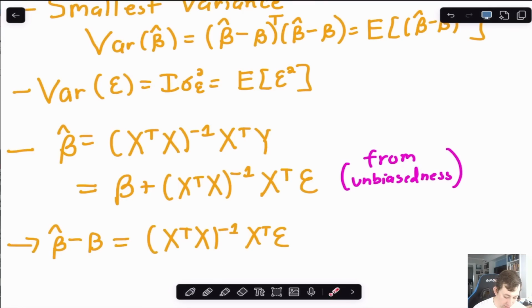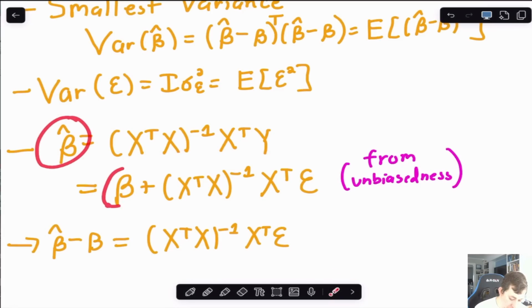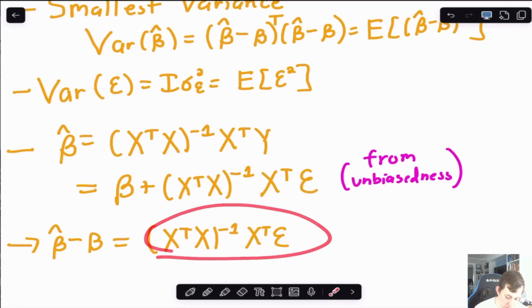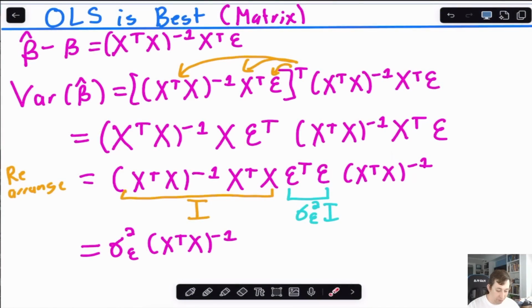So because we haven't taken the expectation, this is what we have so far. And so if beta hat is beta plus this stuff, that means that beta hat minus beta is just going to be this term to the right here. And so that's what we're going to use.